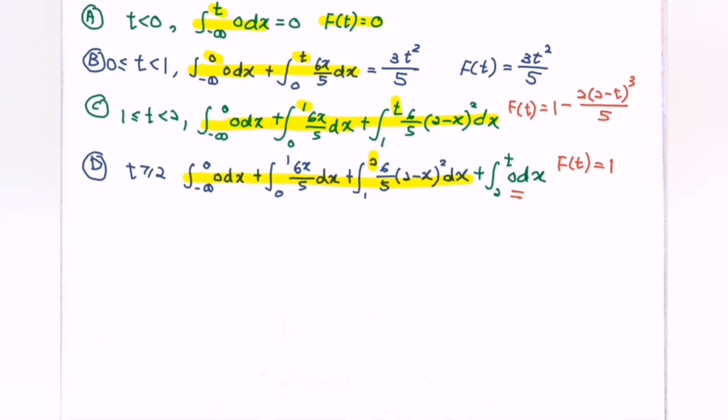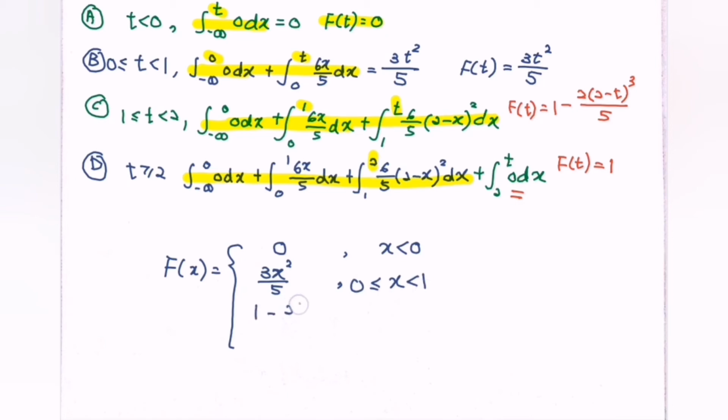So rewrite the situation in CDF, where we have capital F(x) equals, number 1, 0 for the domain where x is less than 0. Continue, we have 3x squared over 5 for the domain where x is greater than or equal to 0 and less than 1. The third one is 1 minus 2 multiplied by (2 minus x) cubed over 5, with the domain where x is greater than or equal to 1 and less than 2. Finally, we have 1 with the domain x greater than or equal to 2. So that is the cumulative distribution function for this question.